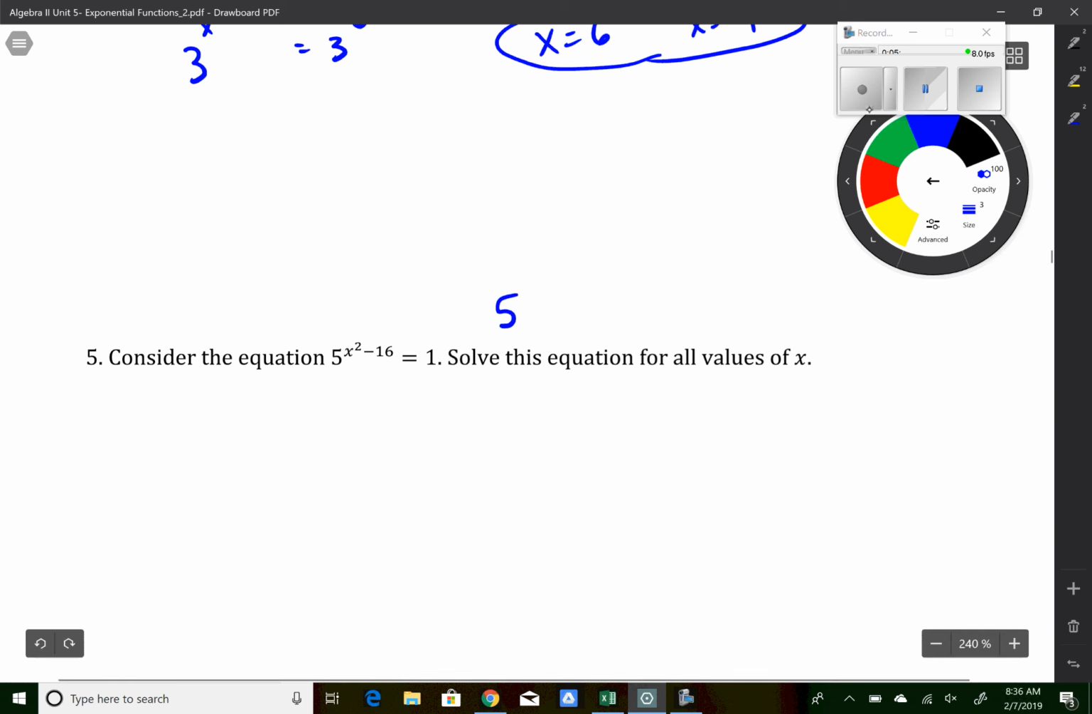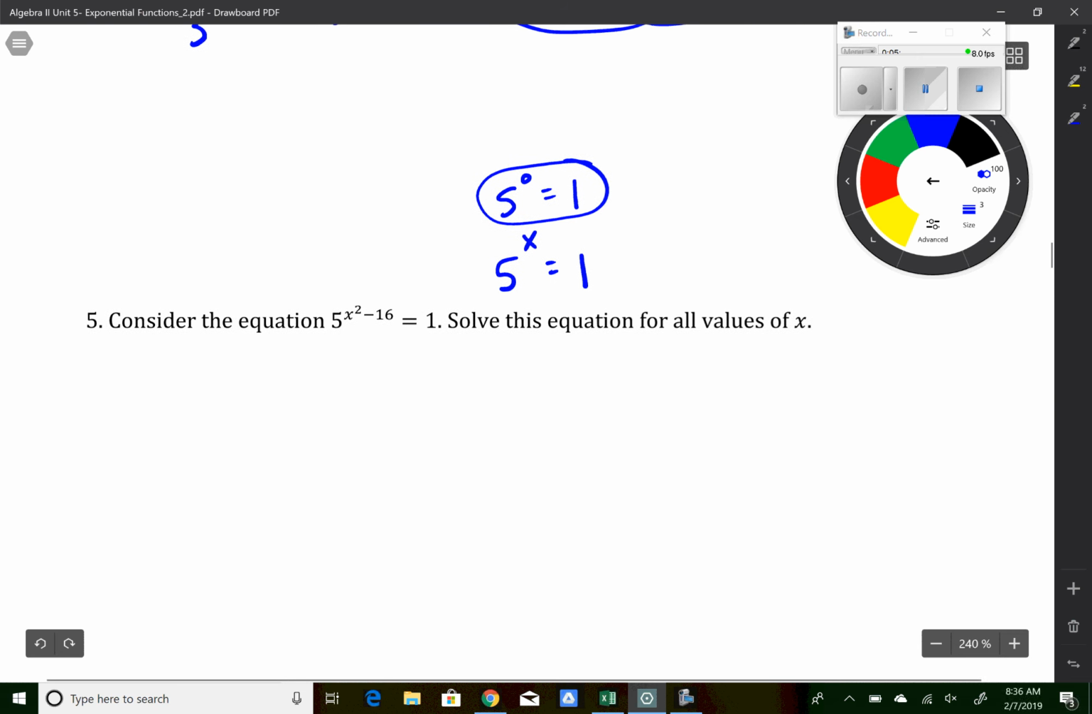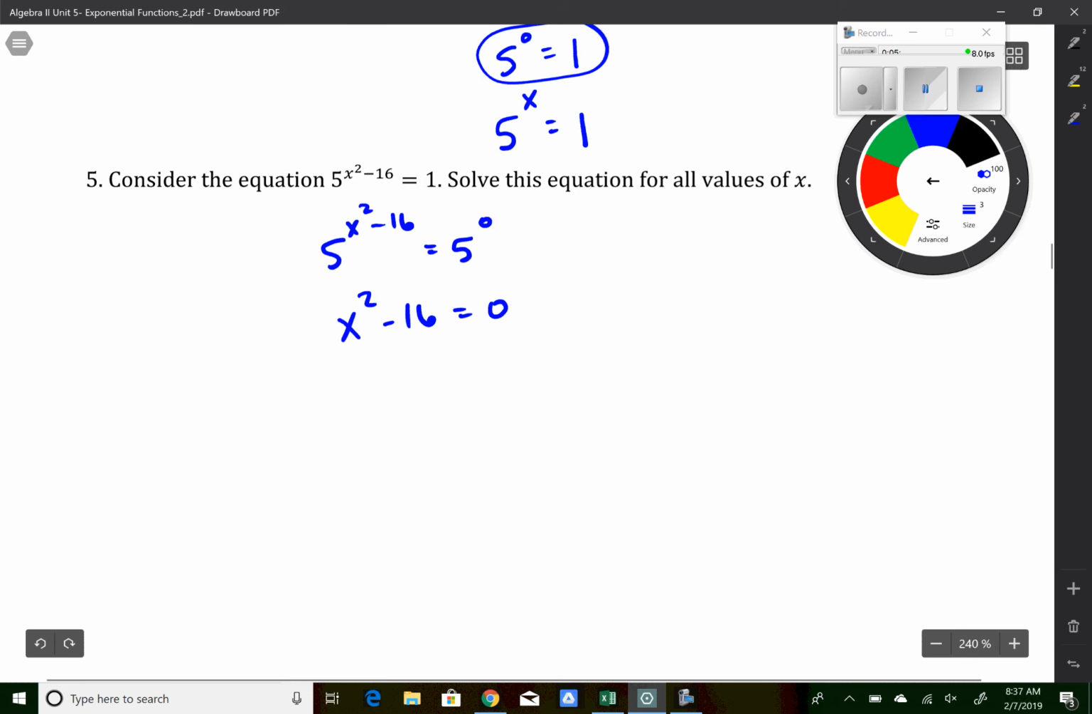Well, 5 to what power makes 1? Well, wouldn't that be 5 to the 0 power? Because anything to the 0 power makes 1. So I can rewrite this as 5 to the x squared minus 16 equals 5 to the 0 power. Bases are the same, exponents are equal. So I have x squared equals 16, which I can factor by using difference of two squares, x plus 4 and x minus 4, giving me the two answers of x equals plus or minus 4. That's it. Not too bad.